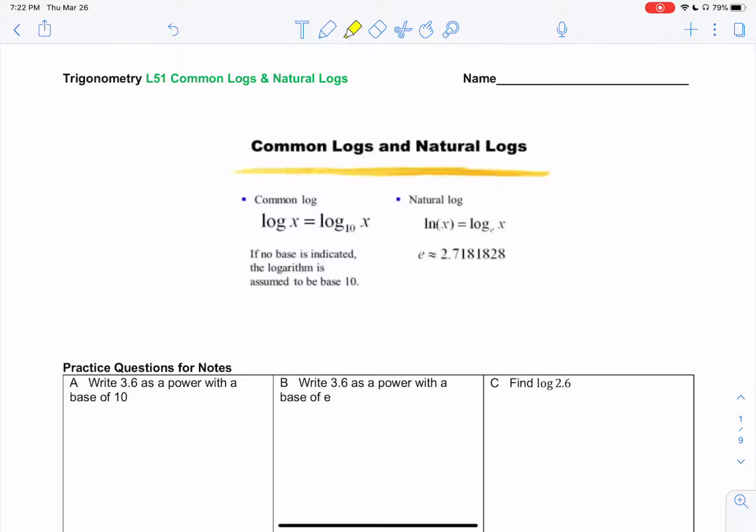This is lesson 51, common logs and natural logs. Just a quick reminder that common logs are written log with base 10, and natural logs are written ln, and they have a base e. You're going to need your calculator for this lesson as we calculate logs and natural logs.